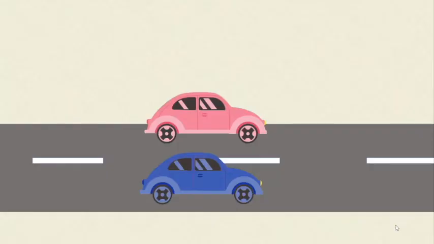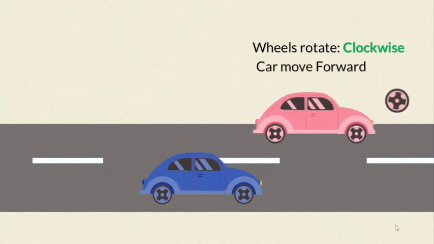Children, can you see the cars here? Look at the wheels of the car. The wheels of the car make a clockwise turn when the car moves forward. And the wheels of the car make a counterclockwise turn when the car moves backward.